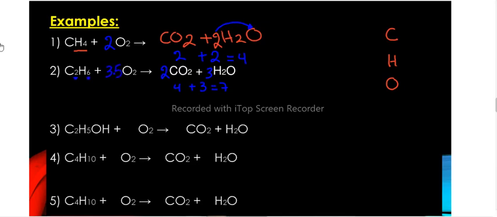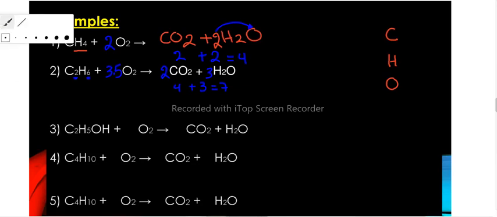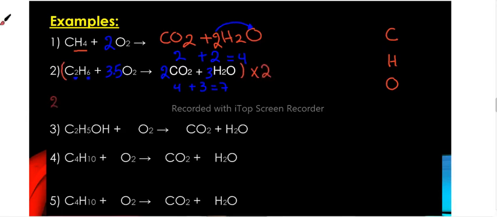If the question is telling you to balance and to use full numbers or whole numbers, you are not allowed to leave it as 3.5. So what you're going to do now, you're going to multiply the whole equation by 2, so it will become 2C2H6 plus 7O2 in order to form 4CO2 plus 6H2O.